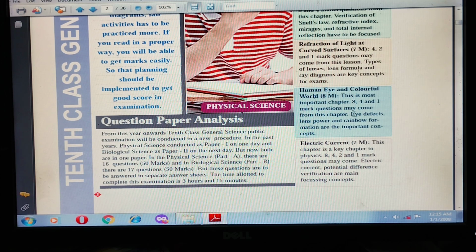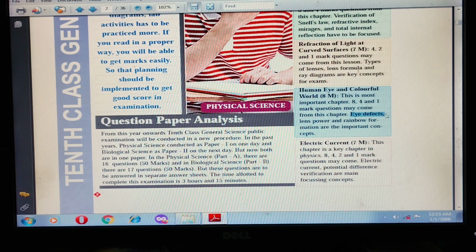Eye defects. The main concept here is eye defects. We have 3 types of eye defects. Those are myopia, hypermetropia and presbyopia. After completing the lesson, the first 2 questions are AS1 questions, that is, what is myopia, how can you correct myopia, what is hypermetropia, how can you correct hypermetropia.